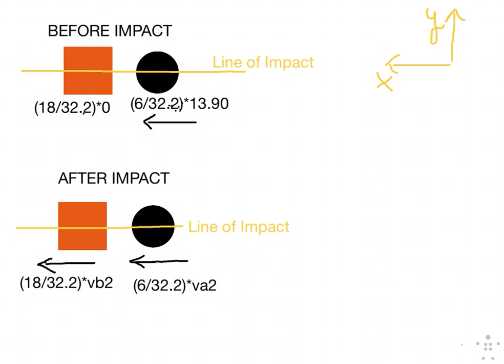What we're going to do is use the conservation of momentum to get an equation with two unknowns, and then we'll also use the coefficient of restitution to get our second equation. Then we'll have two equations with two unknowns, and we can solve for our final velocities.